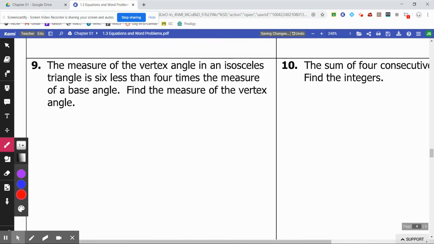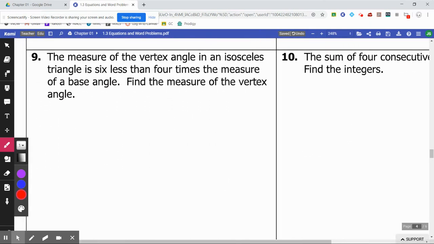Number 9, the measure of the vertex angle of an isosceles triangle. Okay, let's draw an isosceles triangle and see how much we remember from geometry. In an isosceles triangle, you have 2 congruent sides, which means you have 2 congruent angles. And this up here is what we call the vertex angle. It's the other one. The measure of the vertex angle of an isosceles triangle is 6 less than 4 times the measure of a base angle.